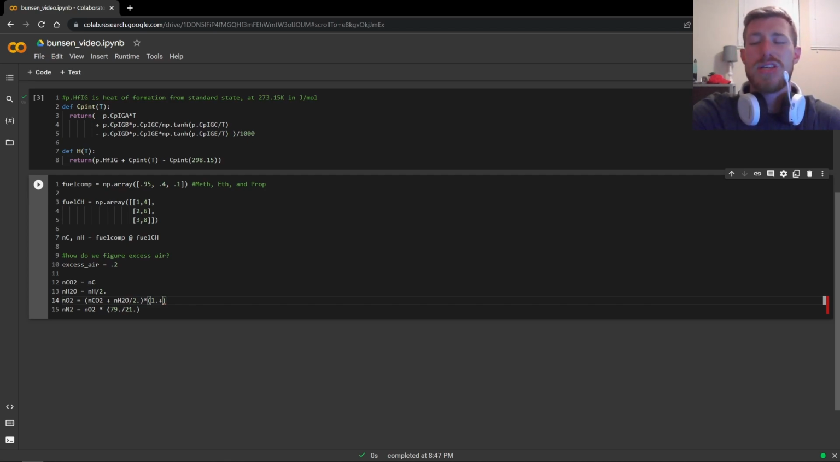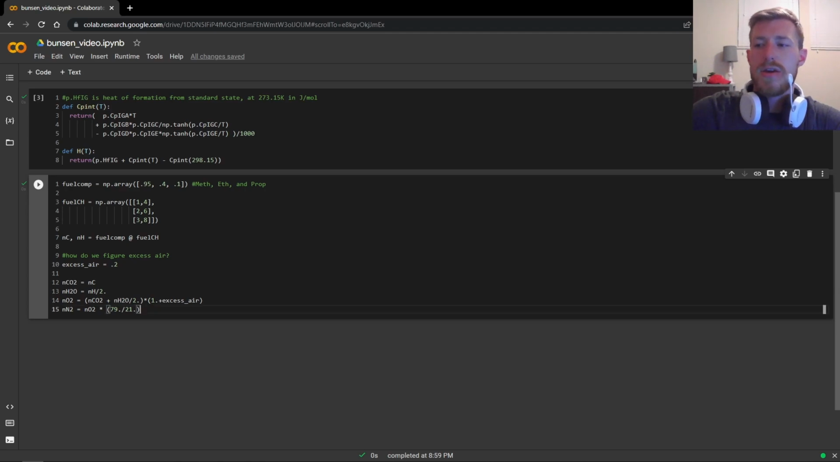Because if our excess air was 0, we'd be adding 0 to 1, and multiplying something by 1 obviously just gives you the same number. So now with this 1 plus 0.2, which is the excess air variable, we're incorporating 1.2 times as much oxygen gas as we need, which then factors that extra 1.2, by the commutative property of multiplication, into the nitrogen as well. So with this, it worked.